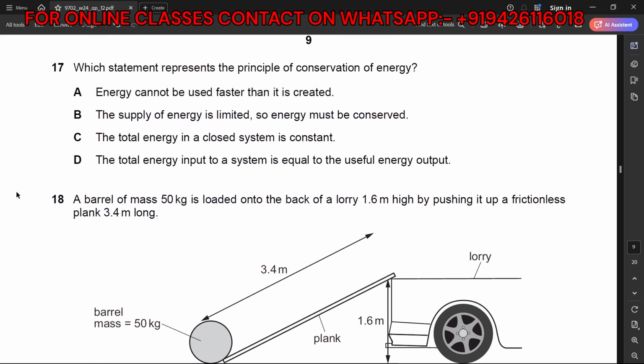Now, for the 17th question we have: which statement represents the principle of the conservation of energy? It is basically that total energy in a closed or isolated system is always constant.